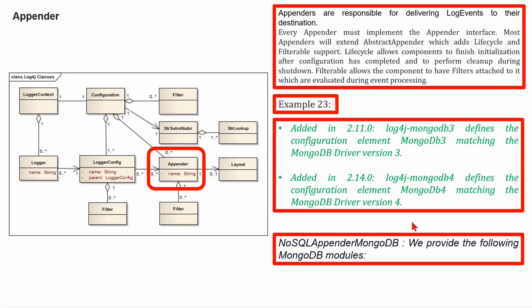NoSQL Appender MongoDB. We provide the following MongoDB modules. Added in 2.11.0, Log4j-mongodb3 defines the configuration element MongoDb3 matching the MongoDB driver version 3. Added in 2.14.0, Log4j-mongodb4 defines the configuration element MongoDb4 matching the MongoDB driver version 4. We no longer provide modules Log4j-mongodb and Log4j-mongodb2.